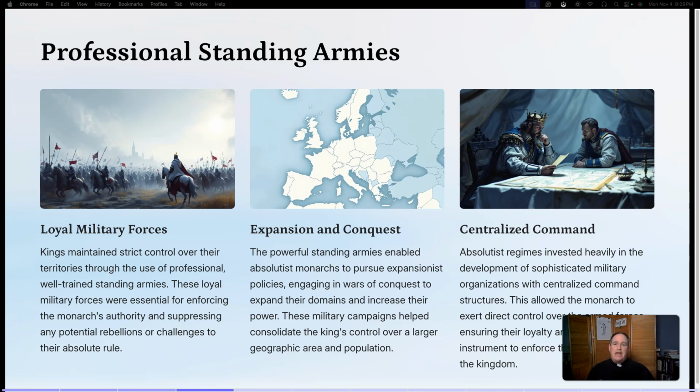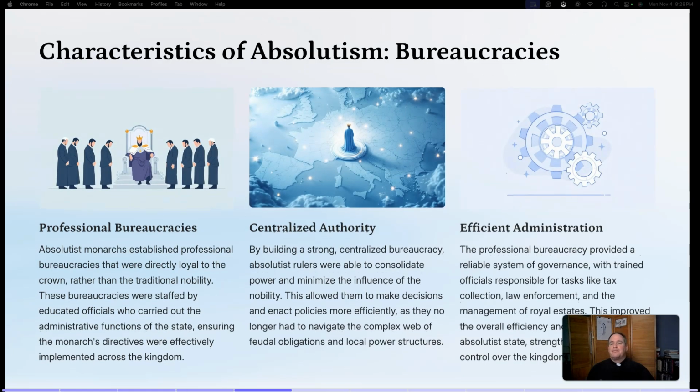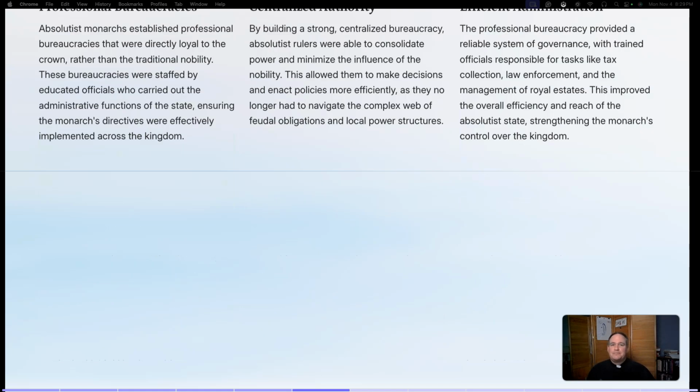And now we'll look at how absolutist rulers built bureaucracies loyal to the crown. Absolutist rulers established professional bureaucracies directly loyal to them, staffed by educated officials who implemented state policies. This system minimized the nobility's influence, enabling monarchs to consolidate power effectively. With trained officials responsible for tax collection and law enforcement, these bureaucracies improved governance and further strengthened the monarch's control over the kingdom.